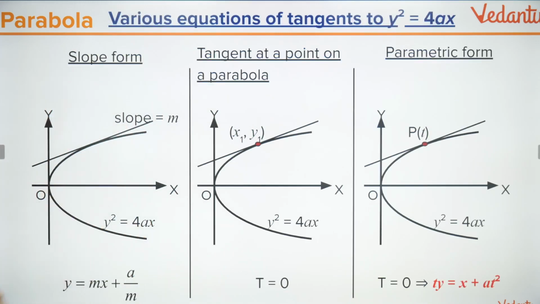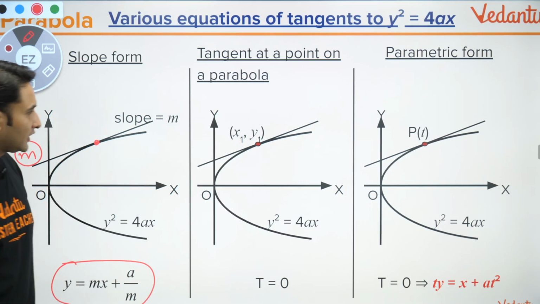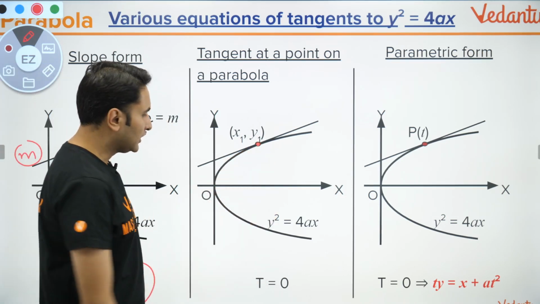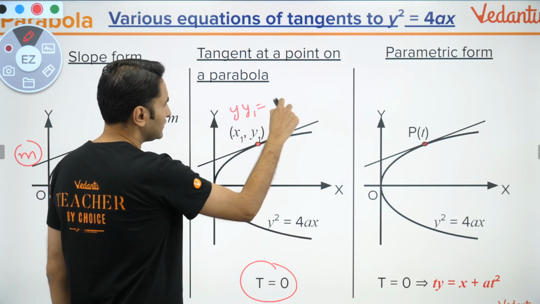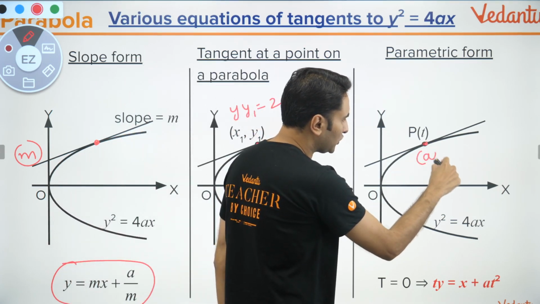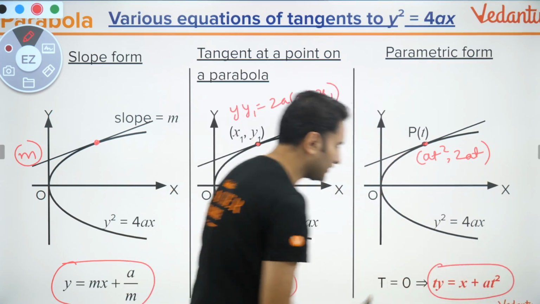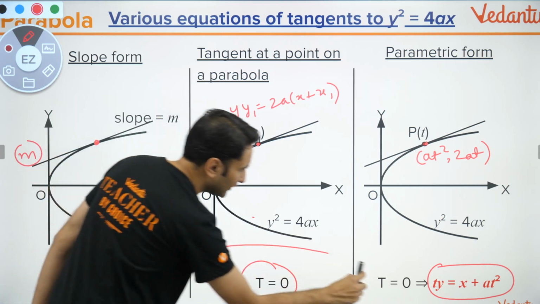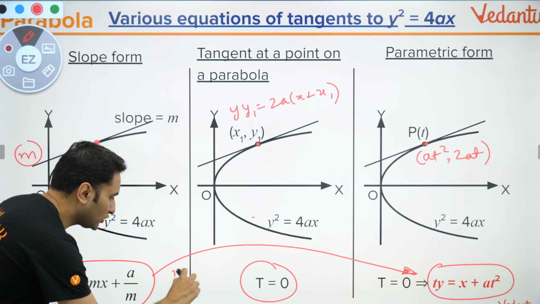Quick revision. So what did we do? Quick revision for your theory. If the slope is m, equation of the tangent क्या लिख सकते हो? y = mx + a/m. If the point is given to you, what is the equation of the tangent? T = 0, that is yy1 = 2a(x + x1). But if the point is (at², 2at), what is the equation of tangent? ty = x + at². Both equations are same. Only difference is m = 1/t.